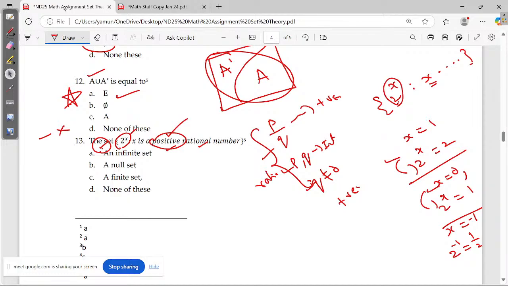So x obviously happens to be an infinite set. So the 2 power x set also becomes an infinite set. Hope it is okay. If you want to make a note of anything, yes, you can please.